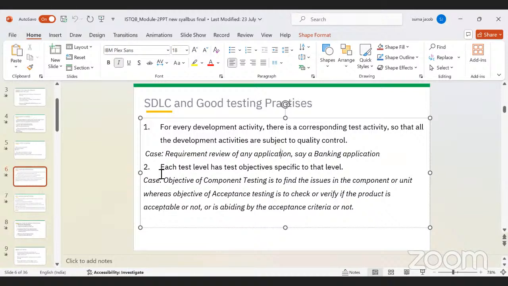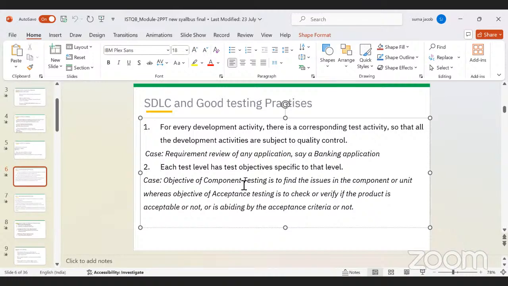The next point is that each test level has test objectives specific to that level. We have 5 different test levels, which we will learn later in this module. The different levels of testing are component testing, integration testing, component integration testing, system integration testing, and acceptance testing. So the point here is that each test level has a test objective specific to that level.